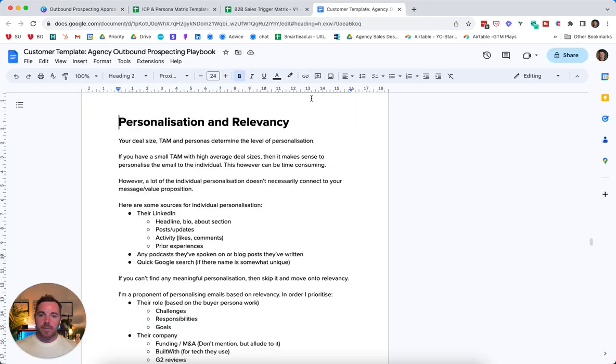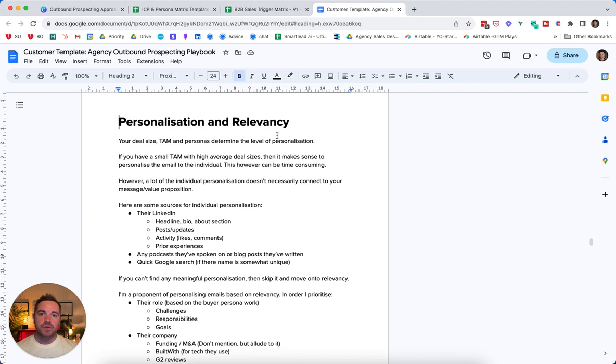Now, in the Outbound Prospecting Playbook that I have with my customers, we talk about the different types of personalization. My number one rule, though, is if you can't find something to personalize and tie that to your value proposition, then skip it. Don't force personalization. You'll sometimes see emails which are like, hey, Mark, I see that you breathe oxygen and eat food. Let's connect, or let's buy my software. It just doesn't work like that.